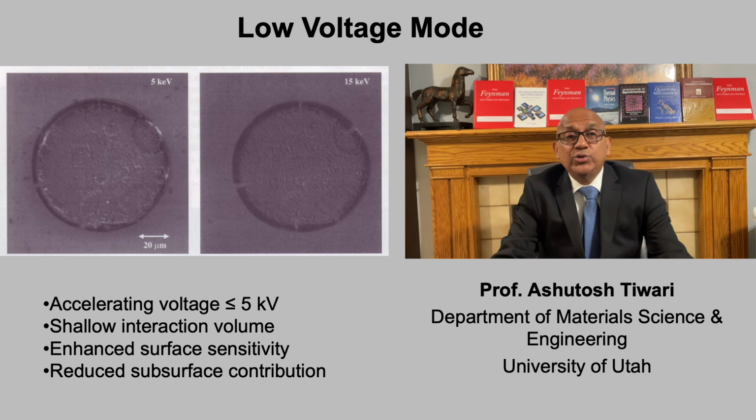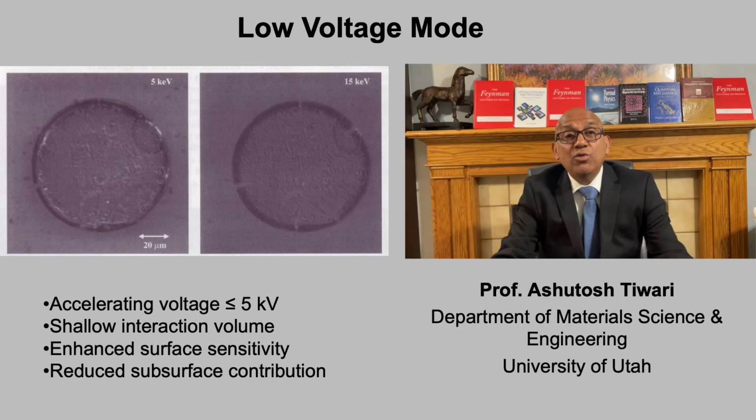Low voltage mode is used when the primary goal is surface sensitive imaging. In this mode, the accelerating voltage is kept low, typically 5 kV or below. Lowering the beam energy limits how far electrons can penetrate into the material, which produces a shallow interaction volume confined close to the surface. Because most of the detected signal originates from this near surface region, surface features are emphasized while contributions from deeper layers are strongly reduced.